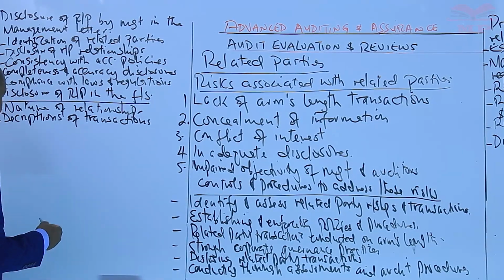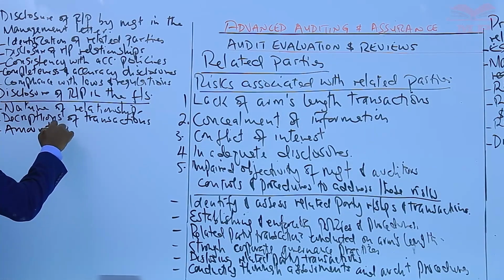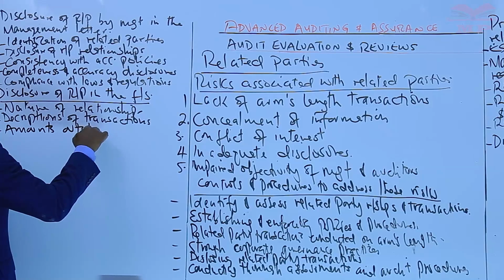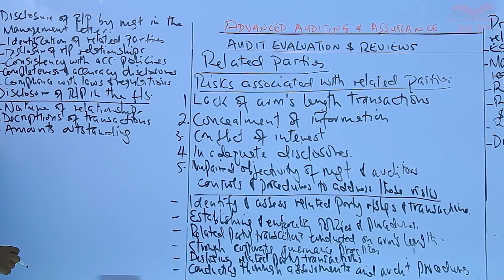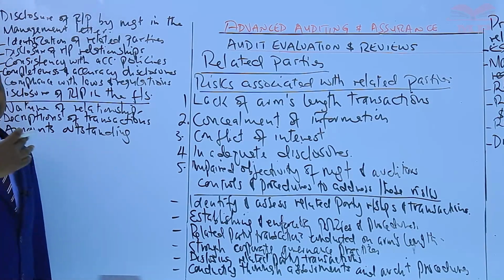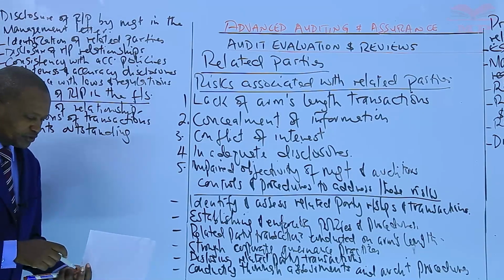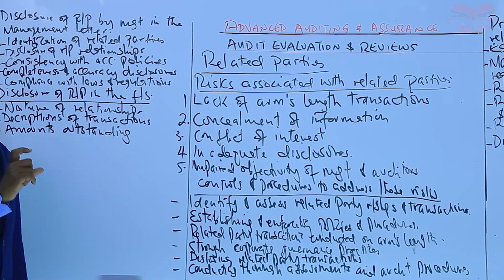Amounts outstanding. Amounts outstanding is part of the information required when disclosing related parties in the financial statements. If there are any outstanding balances with the related parties, such as loans, receivables, or payables, that has to be disclosed in the financial statements.